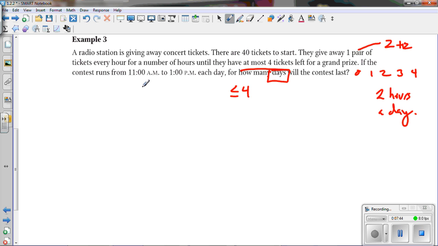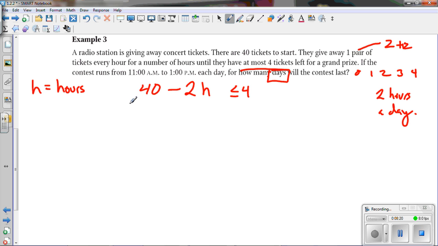Okay, so let's see here. We start with a constant of 40 tickets. Then from there we give away, so we subtract 2 tickets for every hour. So here I'm defining the variable as the number of hours that we're on air. So here we have the equation. Notice we have a constant, we have another term that's made up of 2 factors, a coefficient and a variable, and then a constant over here.